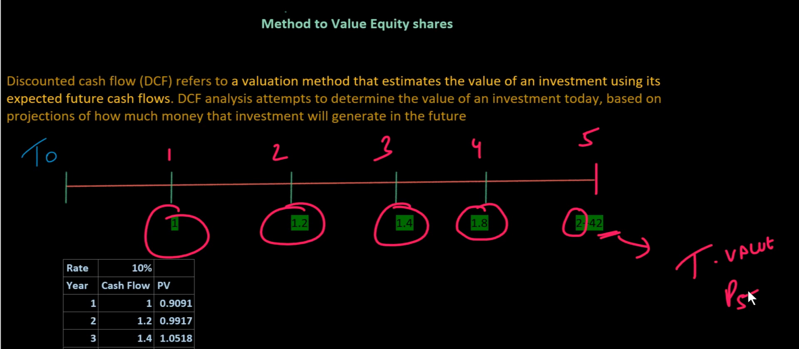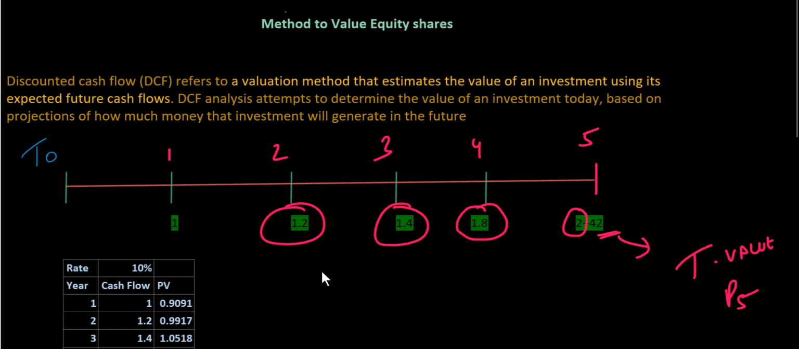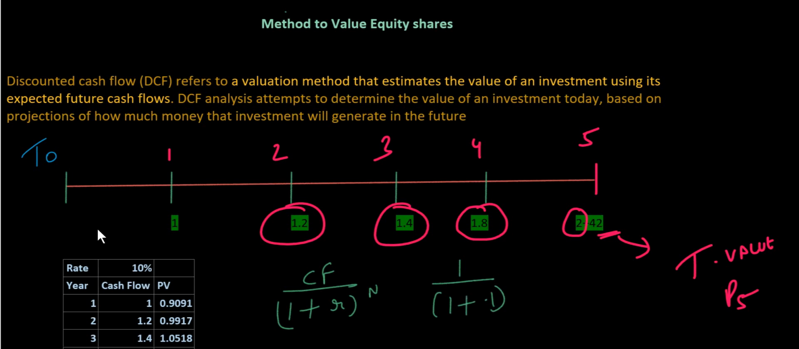So we forecasted all these cash flows and we compute the present value of these cash flows and add them up. Then we will get the value of the security. To compute the present value, the formula will be cash flow divided by 1 plus discount rate to the power n. For the first year, the cash flow is $1. Let's say the discount rate is 10%, so we will take 0.1. So 1 plus 0.1, and I am discounting it back for 1 year, to the power 1.